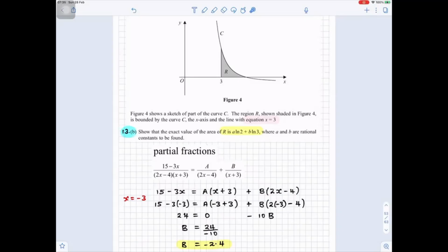What we want to do is make A zero. So you think of a number that will make this one zero. What's the opposite of plus 3? Minus 3. So we use minus 3. Minus 3 plus 3 will give you 0, so A will become 0, and this one will become minus 10B. That will give B to be minus 2.4.